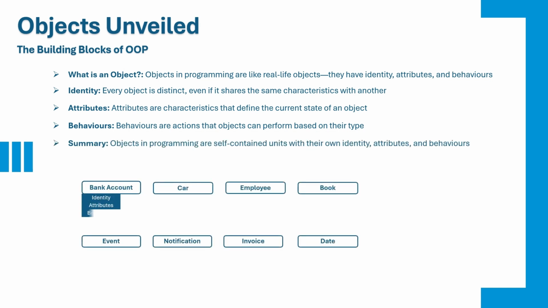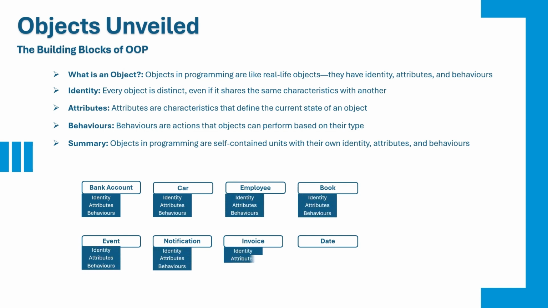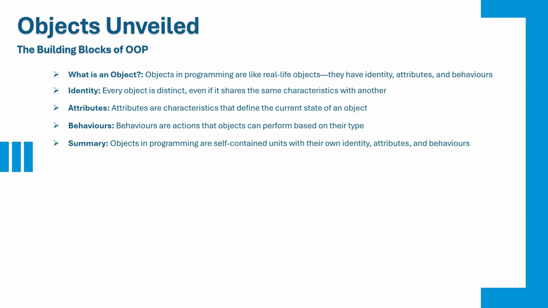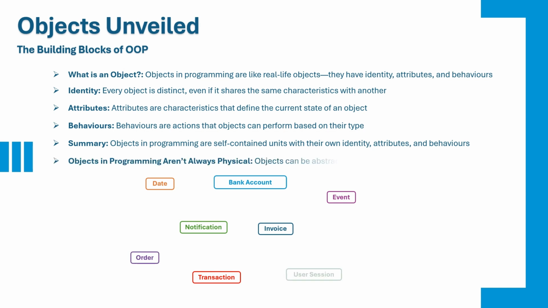In programming, objects are self-contained. They have their own identity, attributes that define their current state, and behaviors, the actions they can perform. But in computer programming, we can take it further. In a computer program, a date could be an object. A bank account could be an object. An event could be an object. Unlike in real life, objects in a program are not just physical things we can touch. They'd also meet the same definition of objects. They have identity, attributes, and behaviors.